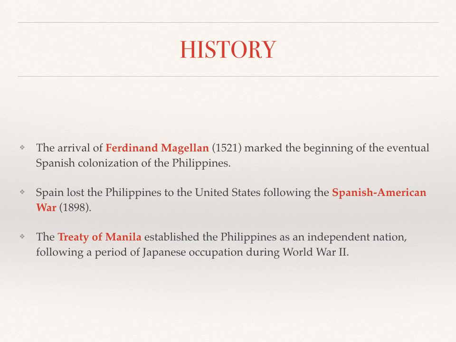History. The arrival of Ferdinand Magellan in 1521. This marked the beginning of the eventual Spanish colonization of the Philippines. Of course, if you know your history, Spain lost the Philippines to the United States following the Spanish-American War in 1898. And then the Treaty of Manila established the Philippines as an independent nation following an occupation by the Japanese during World War II.